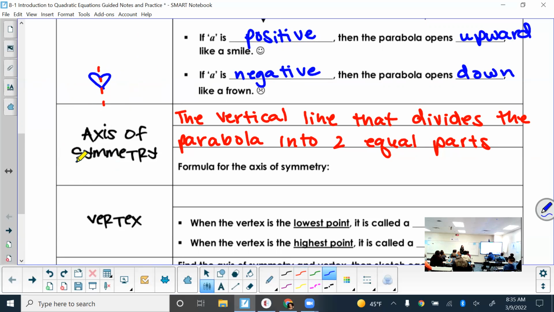So parabolas are symmetrical, whether it opens upward or downward. The axis of symmetry is the actual line that's going down the middle.